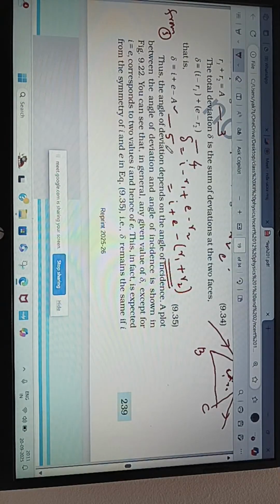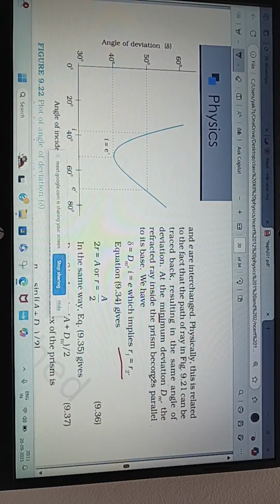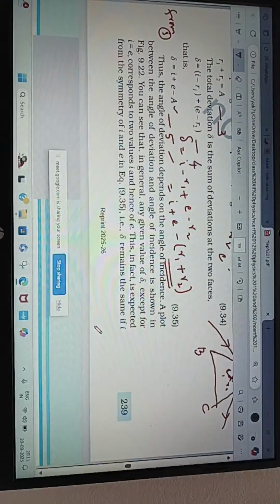Okay. Now one equation you understood, two equations you understood, three, fourth, and fifth equation you understood. Now the condition you have to take at minimum deviation is that the angle of deviation is minimum, for which i equal to e and r1 equal to r2. Now in the fifth equation, i equal to e means e may be put as i only, because i and e are same.